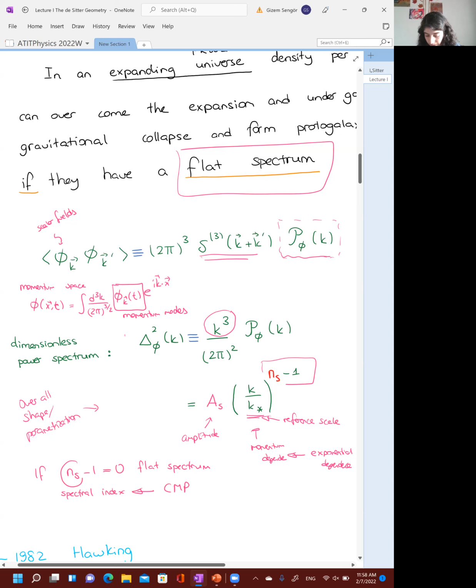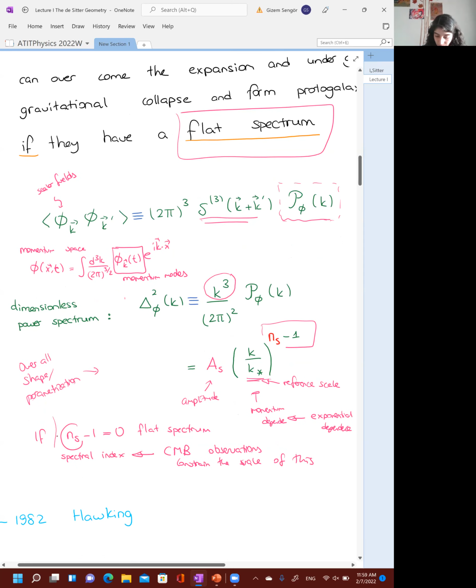And those CMB observations constrain the value of this. It means they don't tell you things like ns equals 10, ns equals 1. It means they tell you ns is less than 0.9, something like this. So it gives you a range that is feasible. But so this is what it means to have a flat spectrum. And in fact, this is something you can measure. So this was needed to be able to form galaxies on a homogeneous isotropic expanding universe.